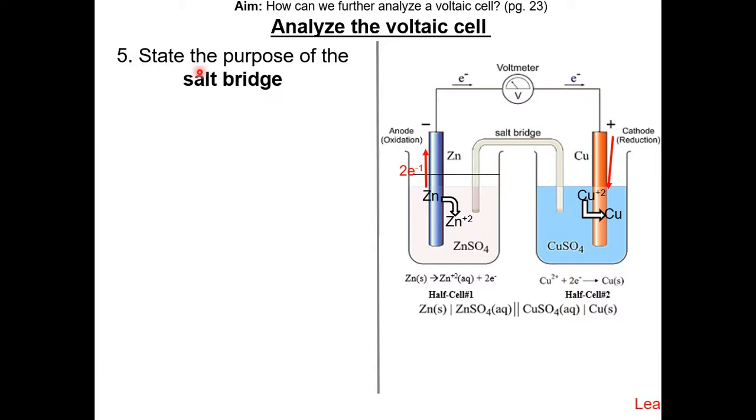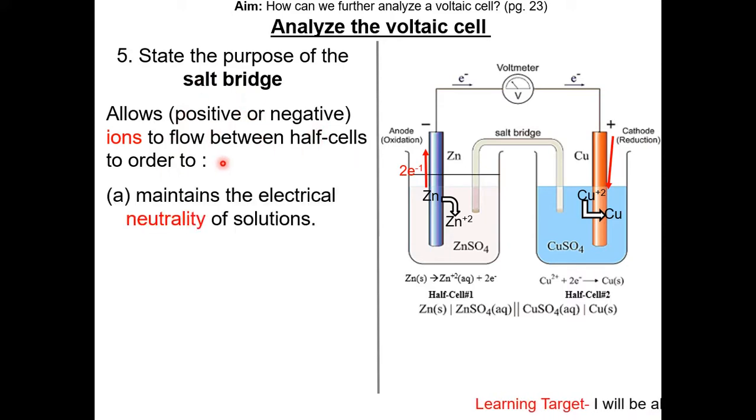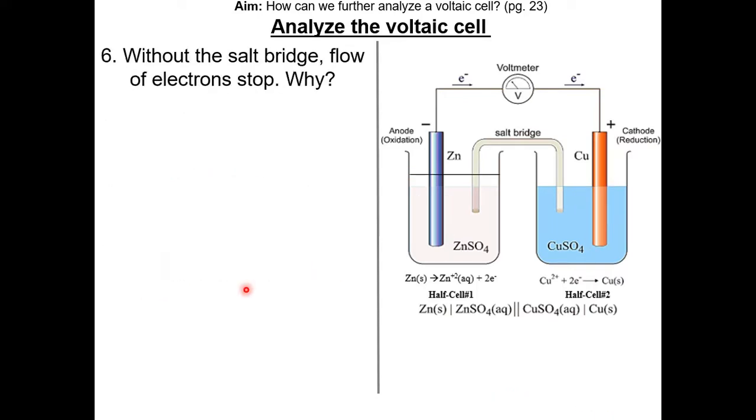Question 5. State the purpose of the salt bridge. The salt bridge allows positive or negative ions to flow between the half cells in order to maintain electrical neutrality of solutions and prevent polarization of the half cells. Question 6. Without the salt bridge, flow of electrons stops.